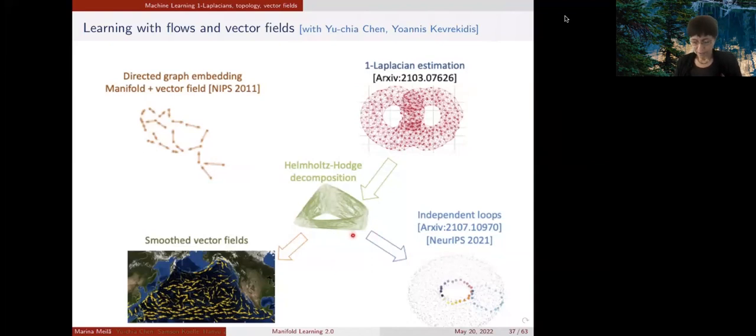And finally, as an application of this, we are going to do something that is the analog of spectral clustering, but in the higher order, or higher dimensional, topology. So instead of giving us connected components, it's going to give us independent loops on a manifold, and representatives that are short representative loops. So let's start.